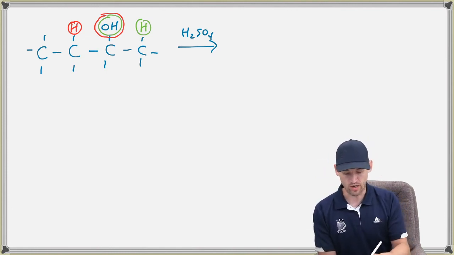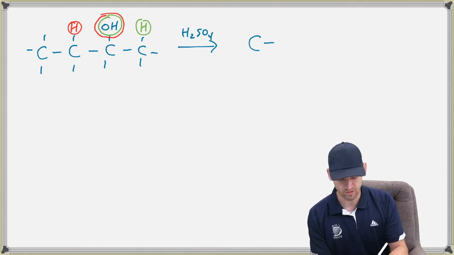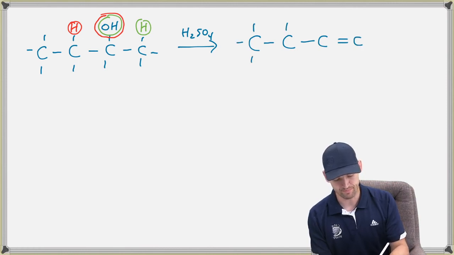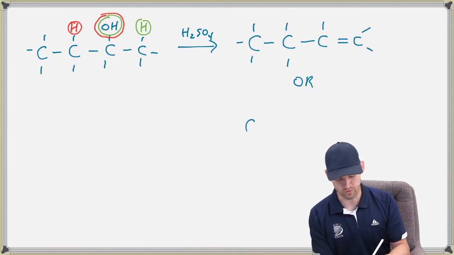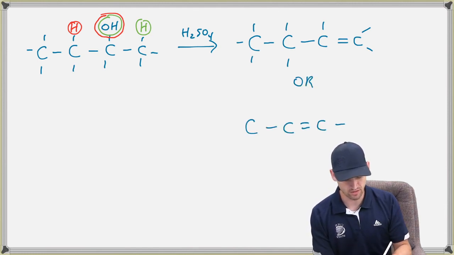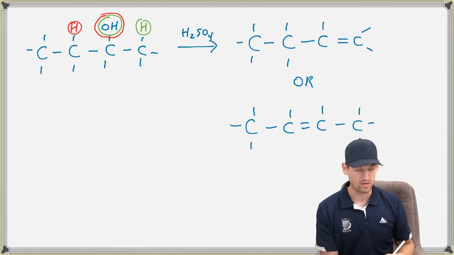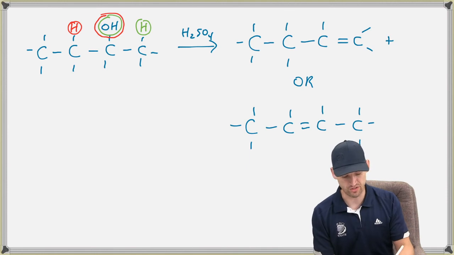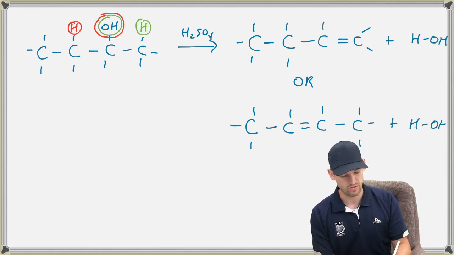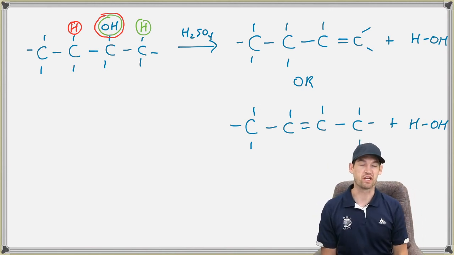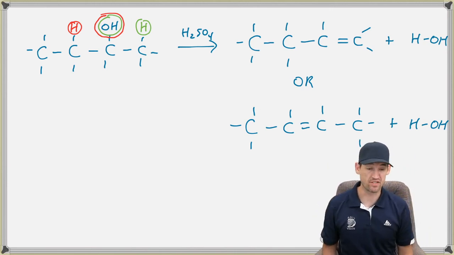So again, just be aware that you could end up with a but-1-ene. Let's do the 1-ene first, like that. Or you could end up with a but-2-ene like this. And either of those would also still have that molecule of water that was removed. That would be there just hanging out. So that's the elimination reactions.